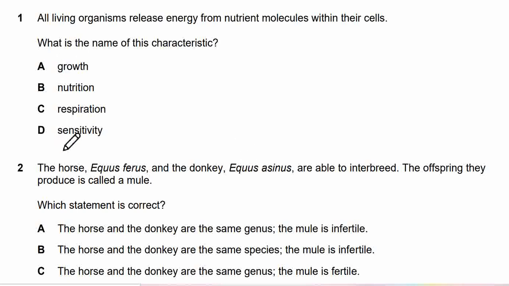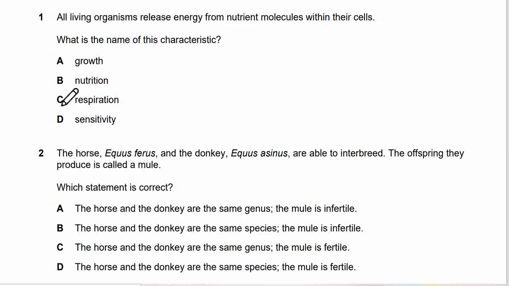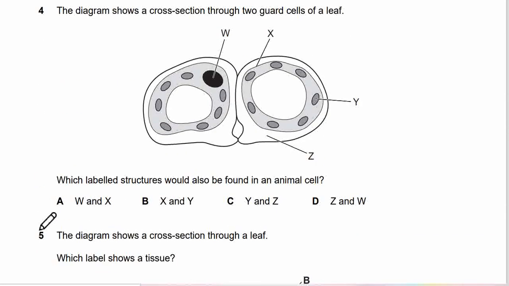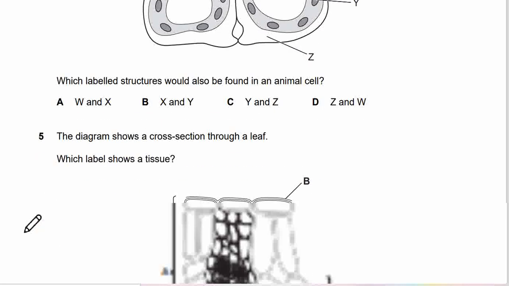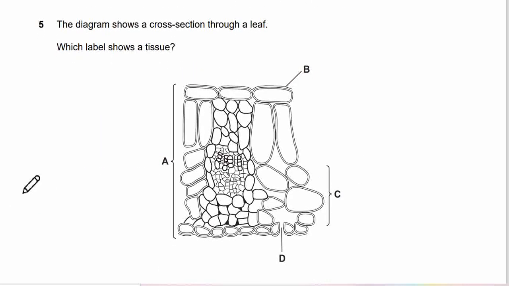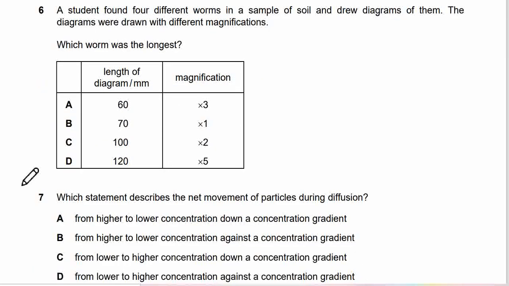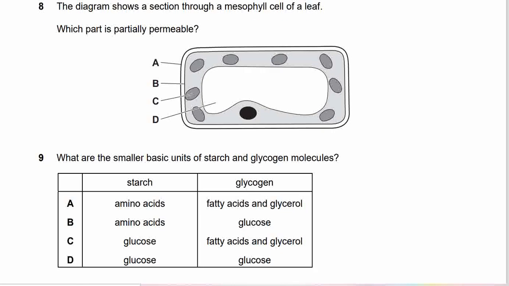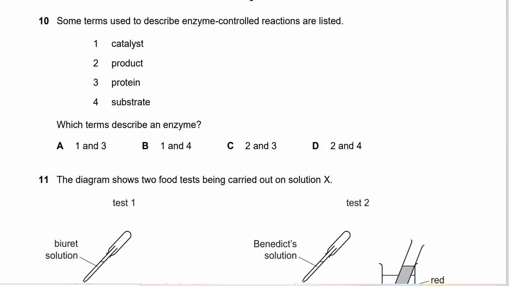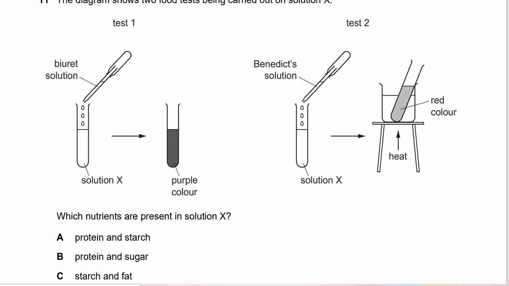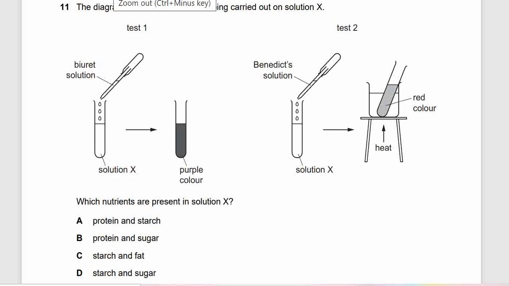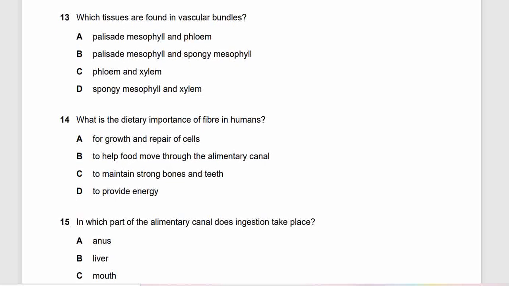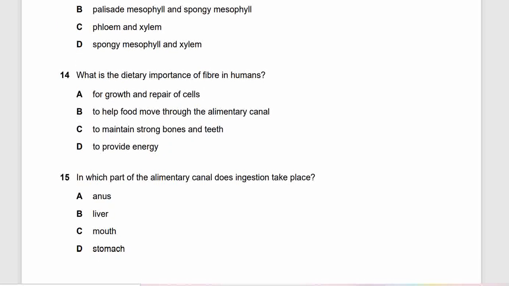This is question number 1, A, B, C, D. This is 2. This is 3. This is 4. Let's move on to 5, and here we go, 6, 7, 8, 9, 10, and this is 11, and this is 12, 13, 14, and this is 15.